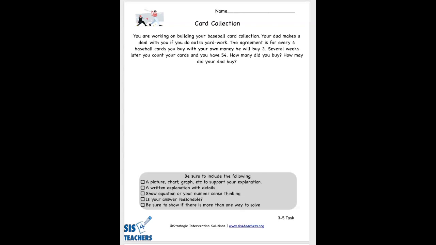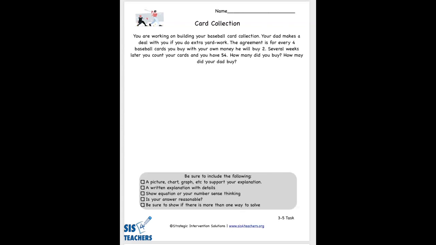So you're working on building your baseball card collection. Your dad makes a deal with you that if you do extra yard work, you're going to get something. The agreement is for every 4 baseball cards you buy with your own money, he will buy 2. So it's a really great deal. If you do extra hard work in the yard, he's going to help you get your baseball collection to go up higher. Several weeks later, into your process of helping with yard work and your dad helping out, you have 54 cards. How many did you buy and how many did your dad buy?